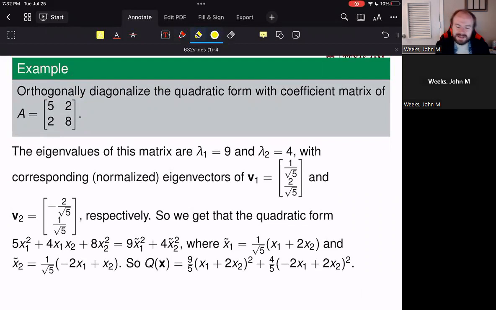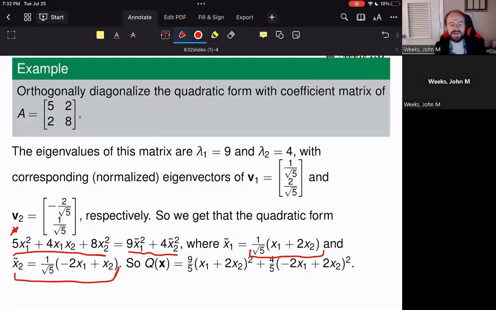So what that means is this. The quadratic form that we have written here, which is 5x1 squared plus 4x1x2 plus 8x2 squared, can be written as a sum of squares in the following way: 9 times x1 tilde squared plus 4 times x2 tilde squared, where x1 tilde is 1 over square root of 5 times (x1 plus 2x2), and x2 tilde is 1 over square root of 5 times (negative 2x1 plus x2). Now, that's the way to write q of x here.